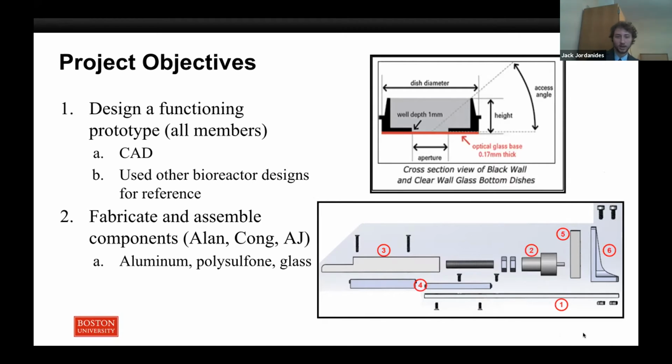Then once we had designed the system with software, the other members of our team fabricated and assembled all the components. One thing they had to do was take into account the needs of our PI and choose materials based on those needs. Some of the materials were aluminum, polysulfone, and glass. Glass was important for optical clarity, for viewing in the microscope, and polysulfone, which the majority of our device is made out of, is an easily sterilizable material, which is important. Next slide, please.